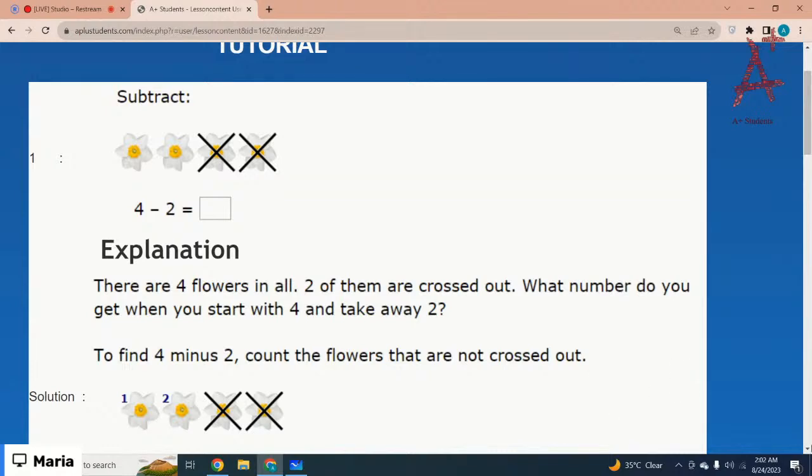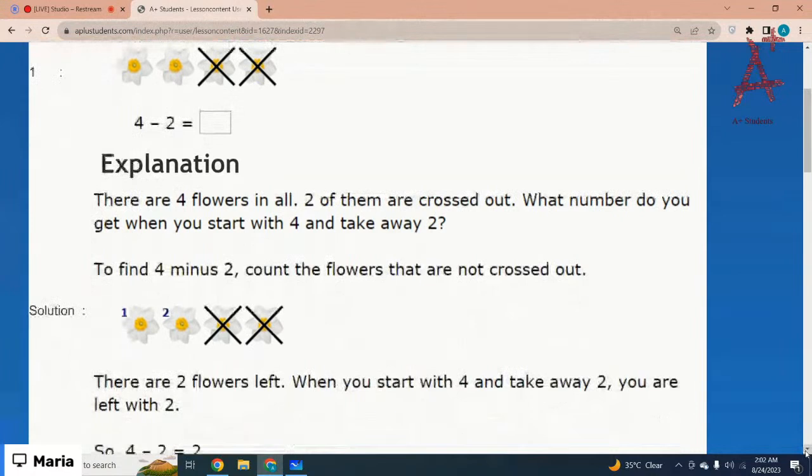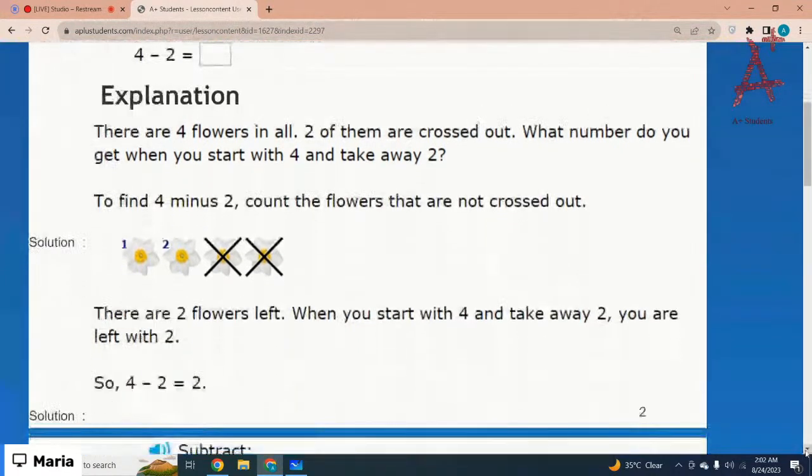right? So there are 2 flowers left when you start with 4 and take away 2. You are left with 2. So 4 take away 2 equals 2.